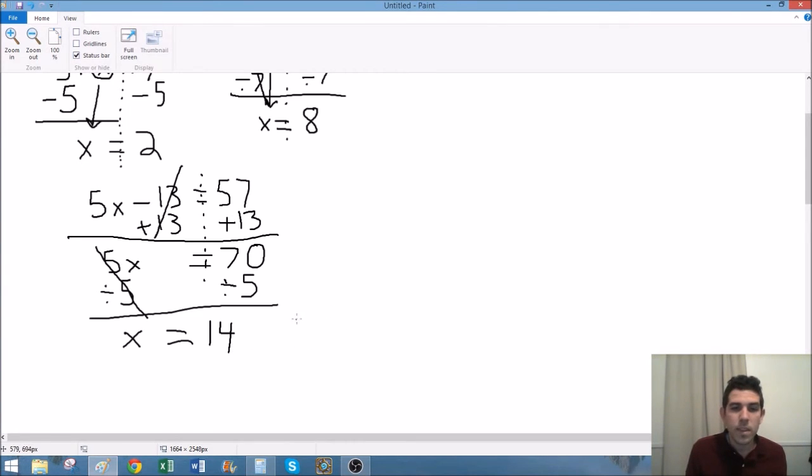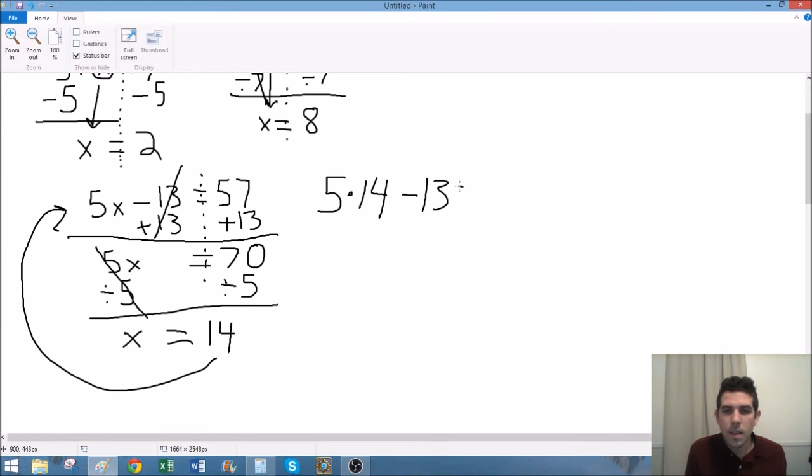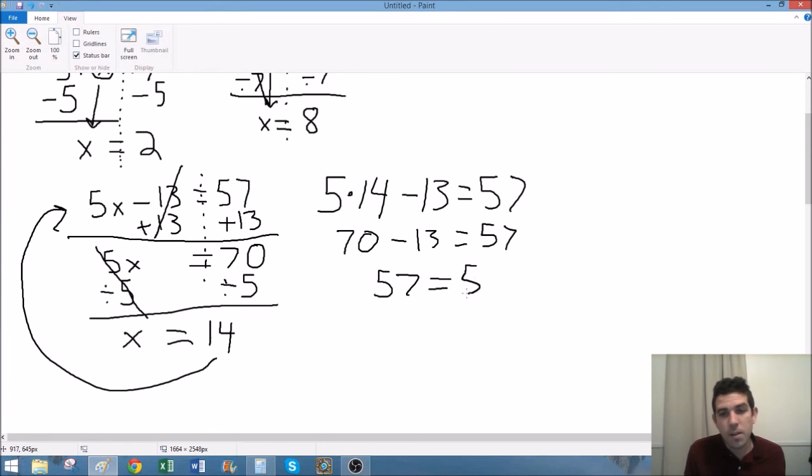X is 14. We can even check to make sure this works by taking our answer of x equals 14 and plugging it back into the original problem. Let's go ahead and do that real quick. 5, instead of x, I'll put times 14, and then minus 13, equals 57. Well, using our PEMDAS, we know we have to do 5 times 14, which is 70, and then 70 minus 13 is 57, and it should equal. 57 does indeed equal, which makes us happy.